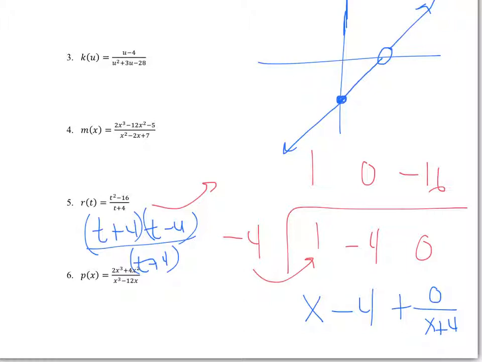T plus 4 cancels. That's why there's a hole there. I'm sorry, it should be a negative one. Something was off in the graph there. Okay?